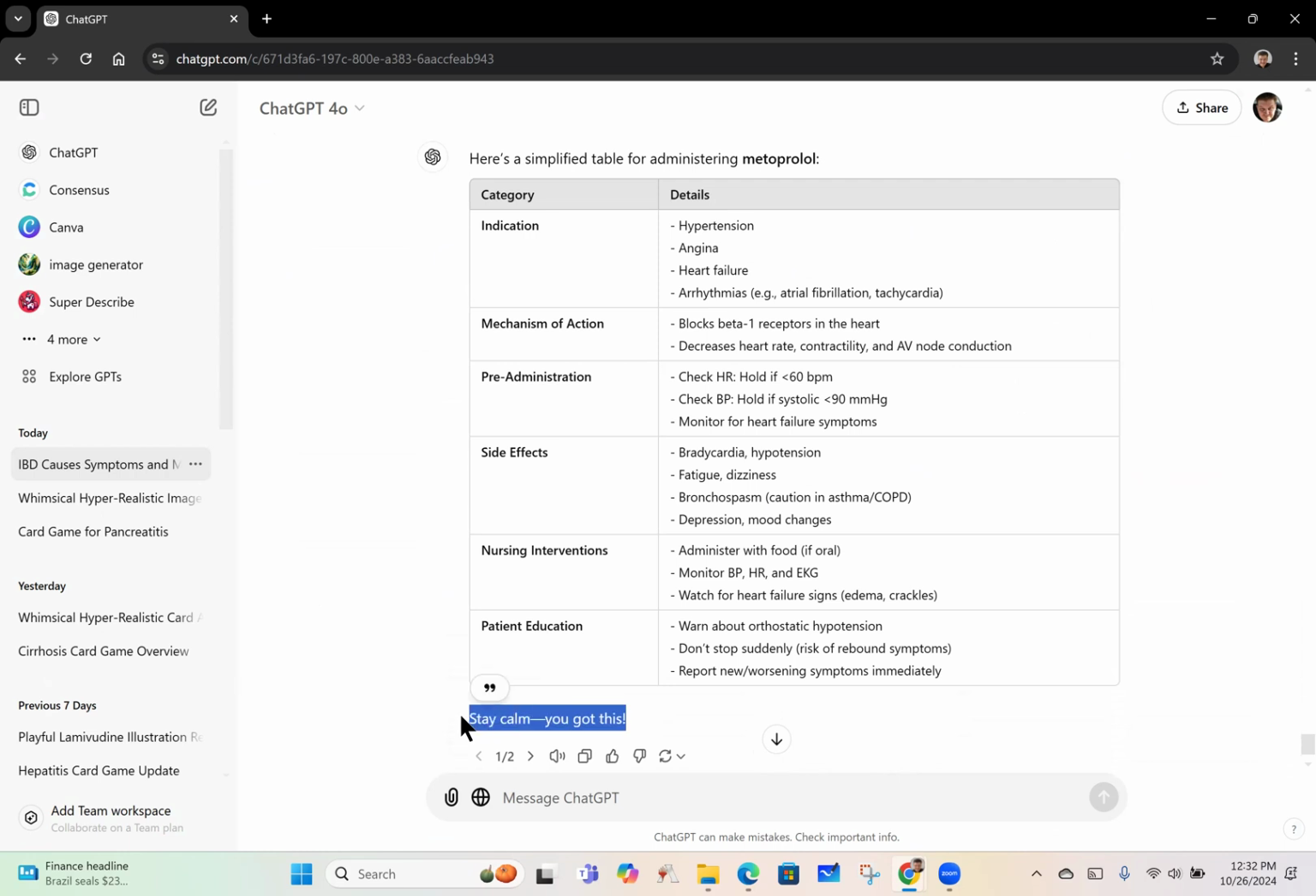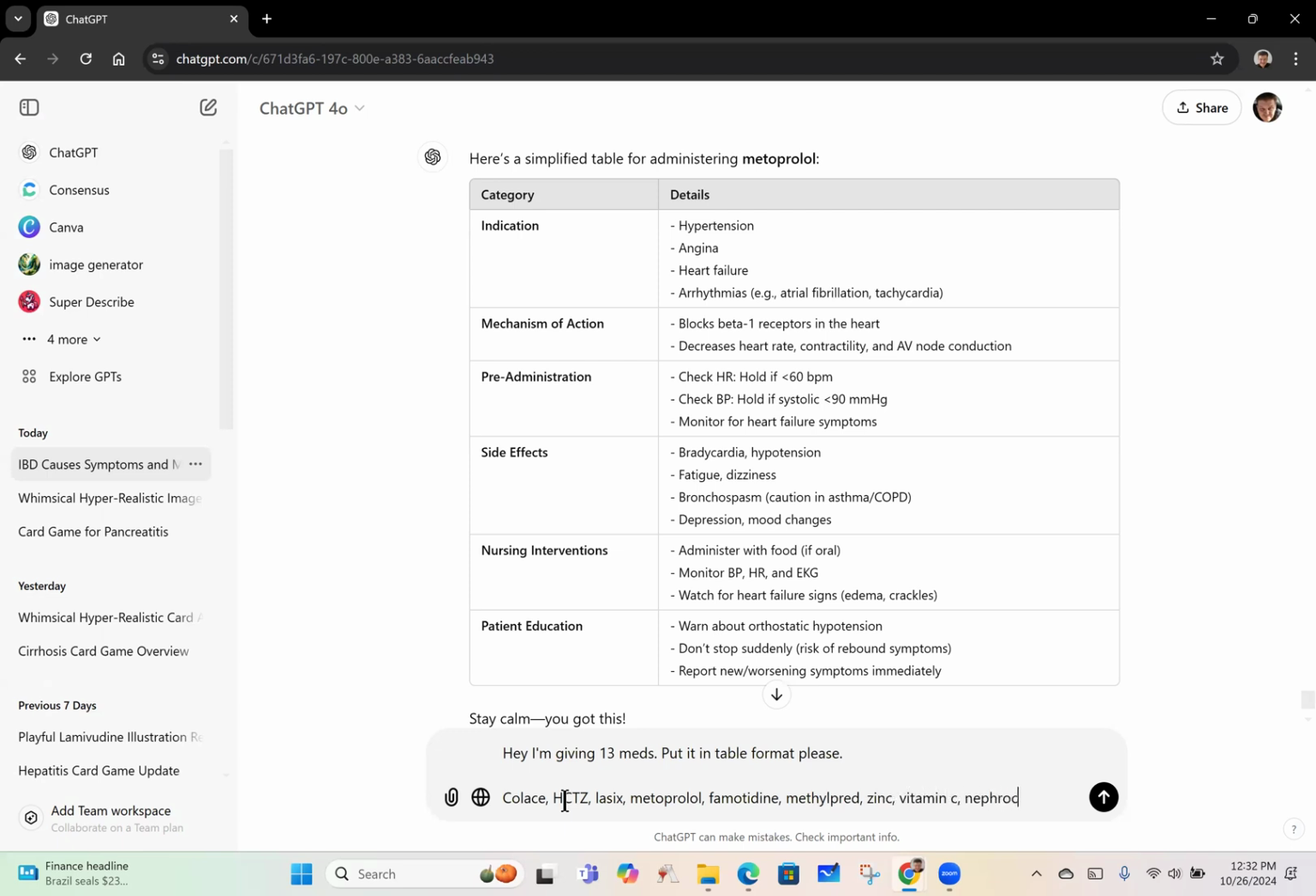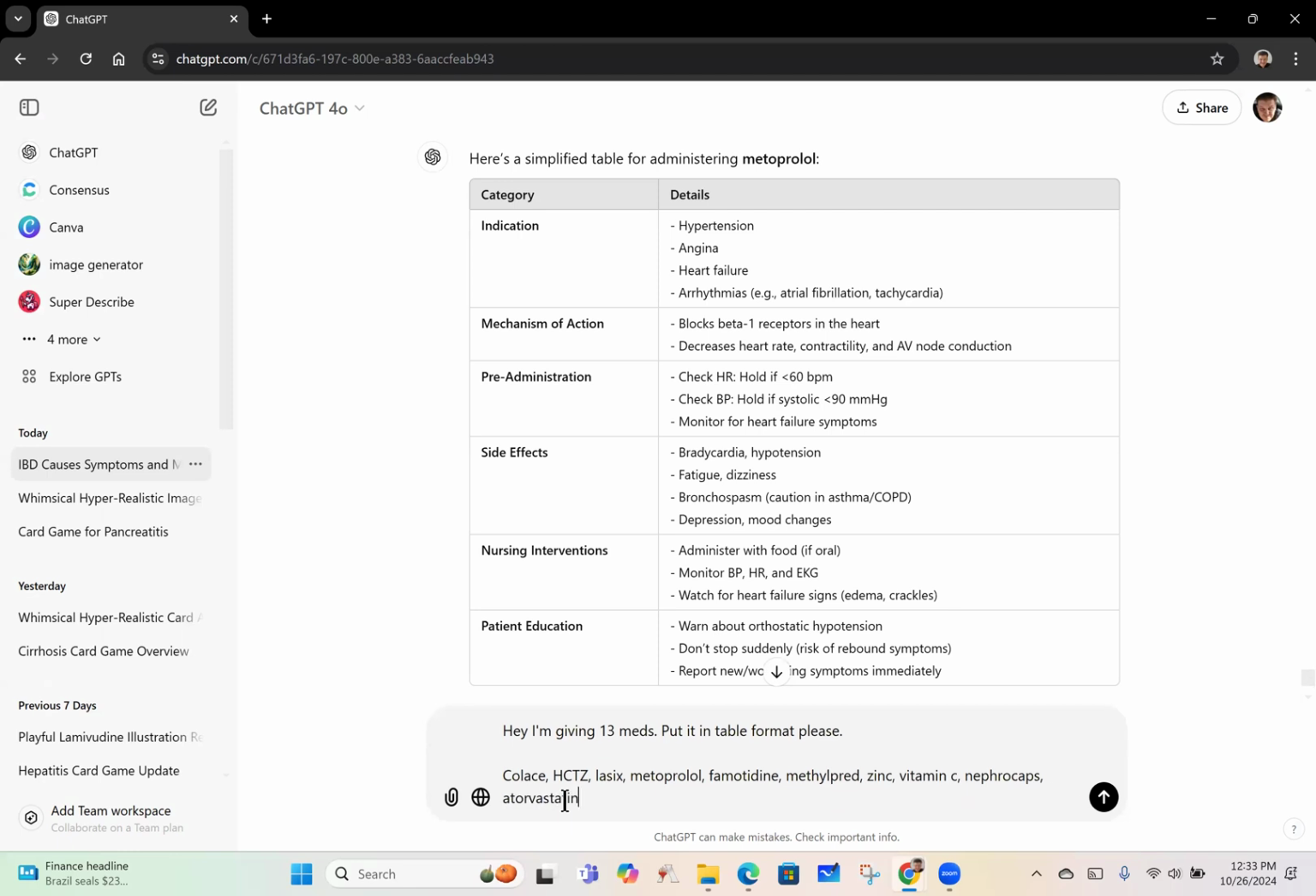All right, so that way you're giving your medications. And you can say, hey, I'm giving 13 meds. Put it in table format, please. Colace, hydrochlorothiazide, Lasix, I'm giving metoprolol too. I'm giving famotidine. I'm giving methylprednisolone, methylpred, and what else? Another fancy one, right? Zinc, vitamin C, nephrocaps, atorvastatin, and sucralfate.